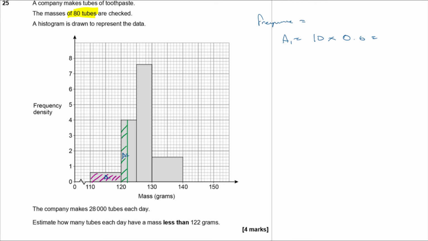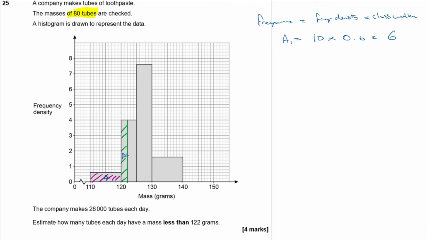Frequency equals frequency density times class width. I've actually done it the other way around here, but anyway, same thing. So that gives me an area of 6. So that purple bar represents 6 people.